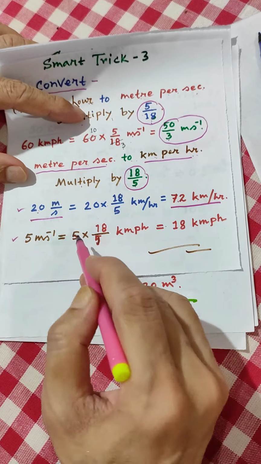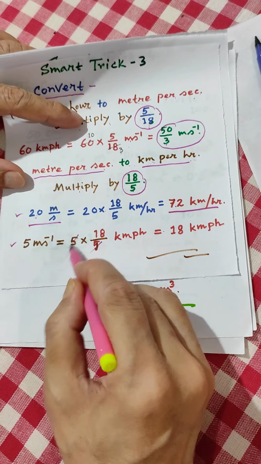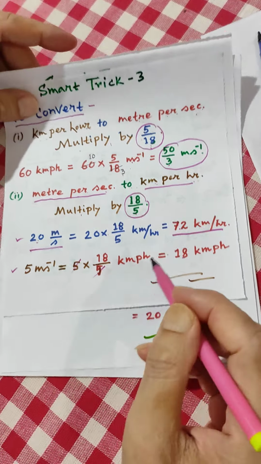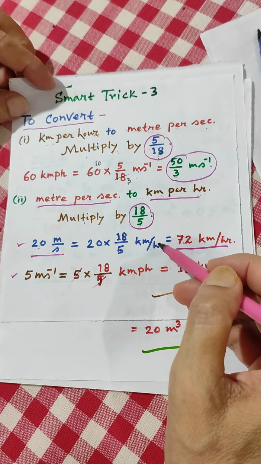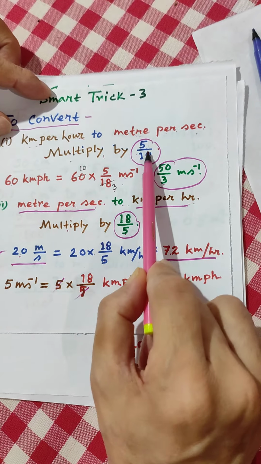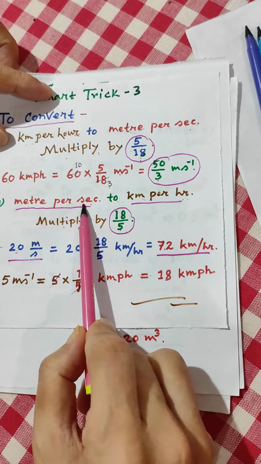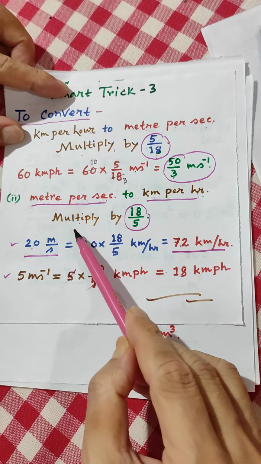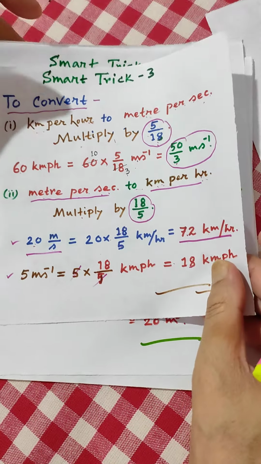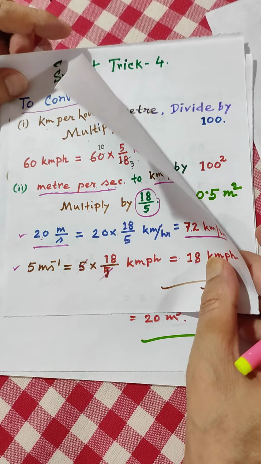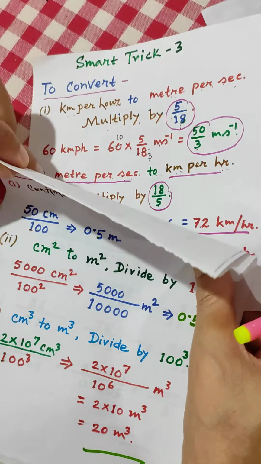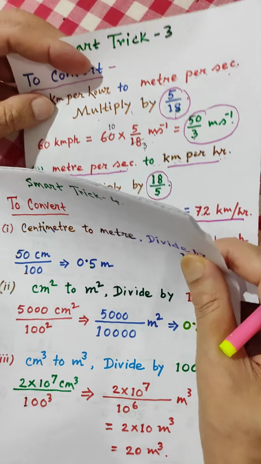See another example, 5 meter per second. So, multiply by 18 by 5. 5 into 18 by 5. So, 5 cancel, 18 kilometer per hour. So, using this trick or method, you can convert kilometer per hour directly to meter per second, multiplying by 5 by 18, or you can convert meter per second to kilometer per hour directly by multiplying by what? 18 by 5. Otherwise, you have to do a slightly longer way in the normal method. Okay. So this is about that conversion of kilometer per hour to meter per second.